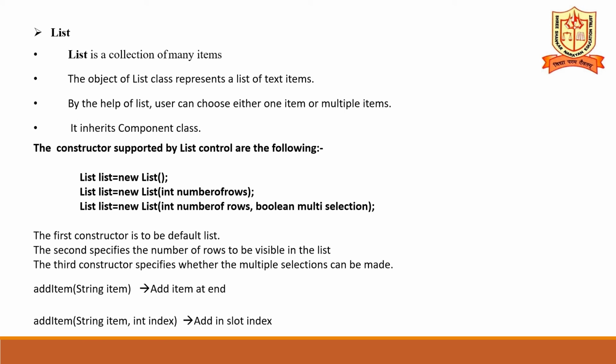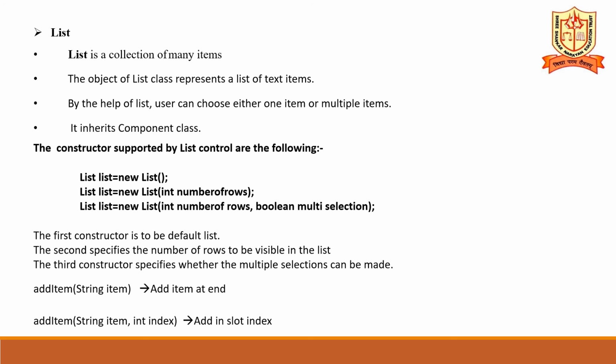In this slide, we will see the AWT control List. List is a collection of many items. The object of the List class represents the list of text items. With the help of the list, the user can choose either one item or multiple items. It inherits the Component class. Here, constructors of the list are there. The first constructor is a default constructor, and the second specifies the number of rows to be visible in the list. Here I have to mention the row number, that is, that many items are visible in the list.